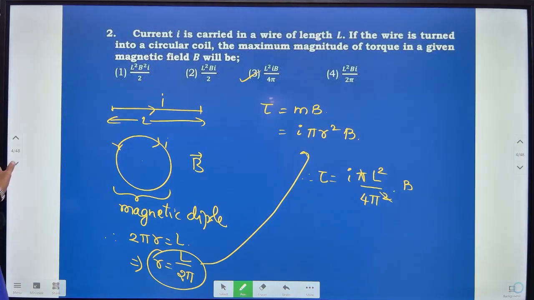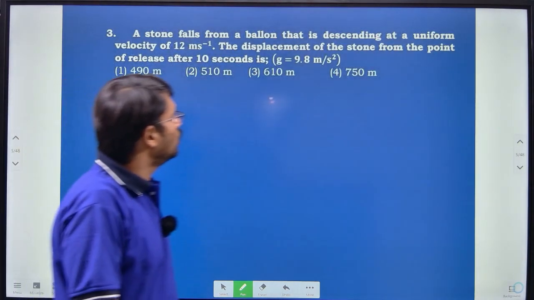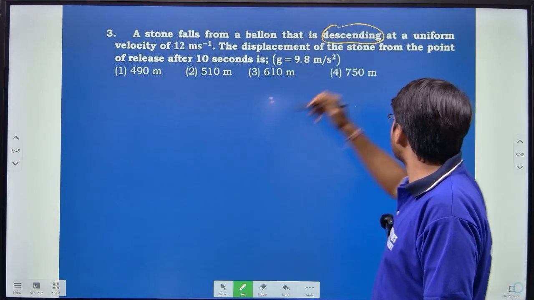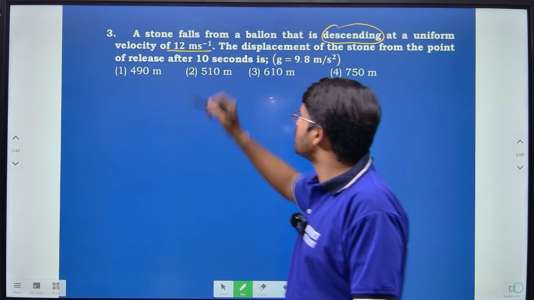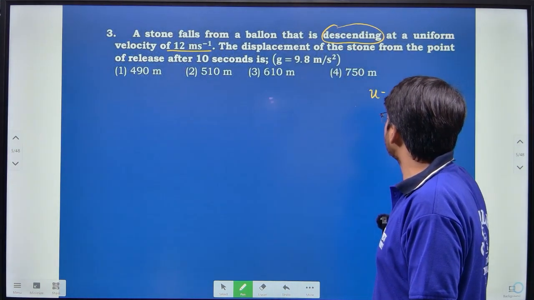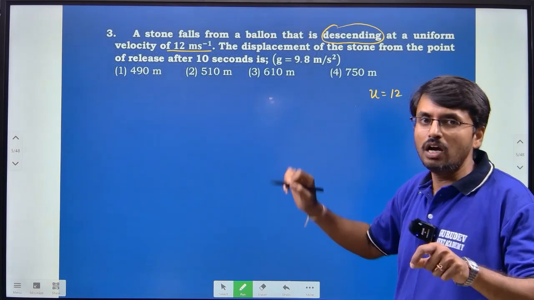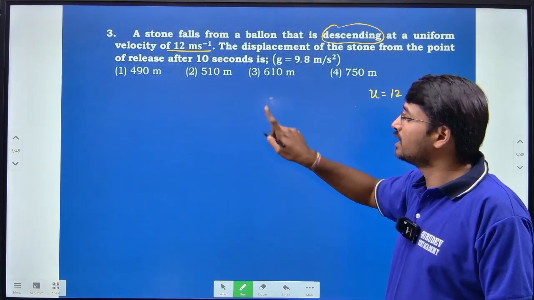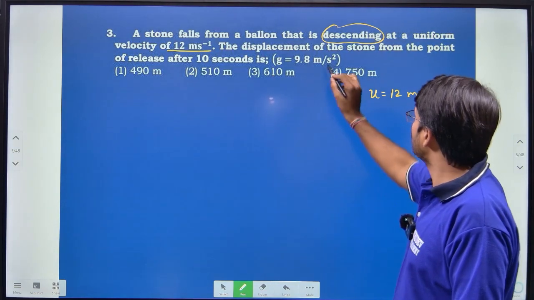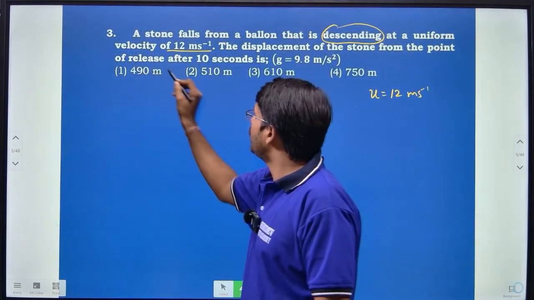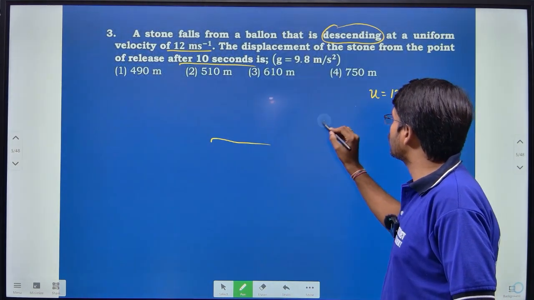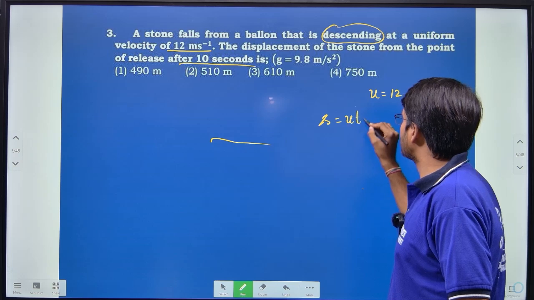Fine. Next, a stone falls from a balloon that is descending, which means it is moving in a downward direction at a uniform velocity of 12 meter per second. When it is released from the balloon, the initial velocity of the stone is equal to the velocity of the balloon, that is 12 meter per second. We need the displacement of the stone from the point of release after 10 seconds. So we have to use S equals ut plus half a t square.